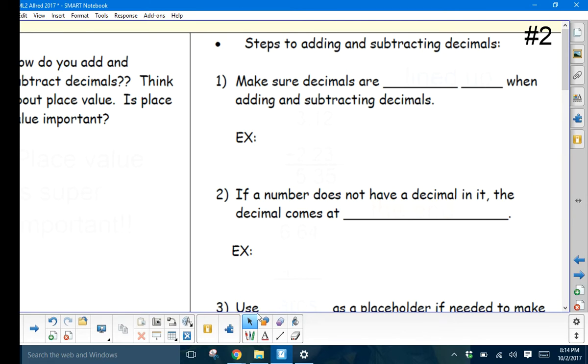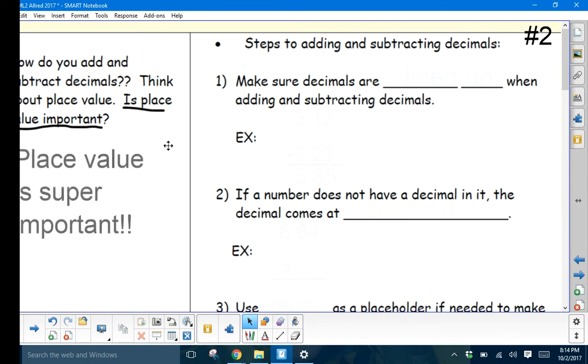Over here on the left, it says, how do you add and subtract decimals? Think about place value. Is place value important? On Edpuzzle, it's going to ask you what you remember about place value. That's right. Place value is super important, okay? It tells us if we have 0.05, that's 5 hundredths instead of 5 tenths or 5 thousandths. And those are very, very different things, okay?